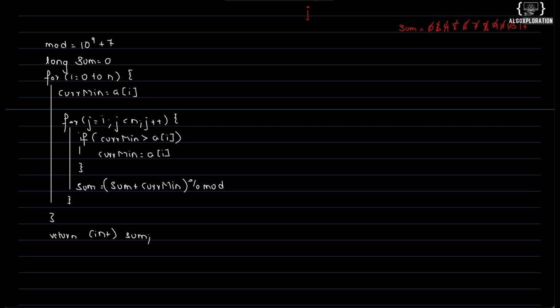So I hope you got it about this brute force approach. Now talking about the time complexity of this, since we have 2 for loops, it will be order of n square. And about the space complexity, it is order of 1. Okay, now the question arises: can we optimize this? The answer is yes.